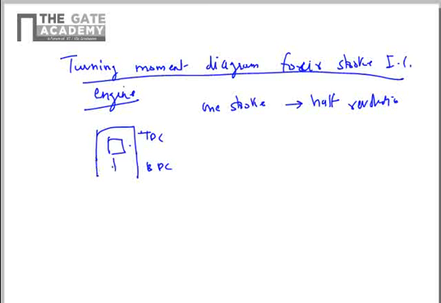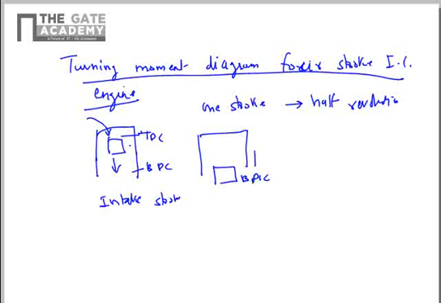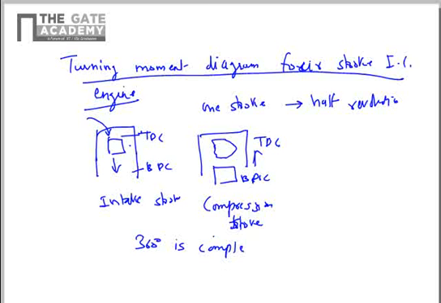So the first stroke is intake. The piston moves from TDC to BDC and sucks in the gases. This is called the intake stroke. Then you have the second stroke where the piston moves from BDC to TDC, and the gases get compressed inside the chamber. This is called the compression stroke. In completing these two strokes, one 360-degree revolution is complete.